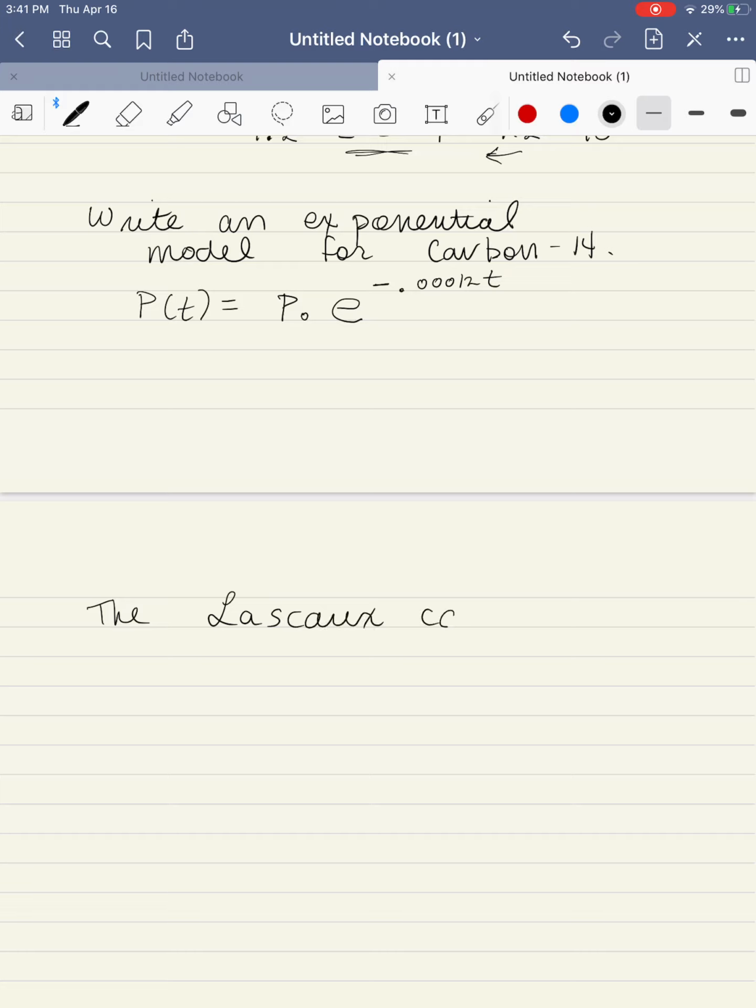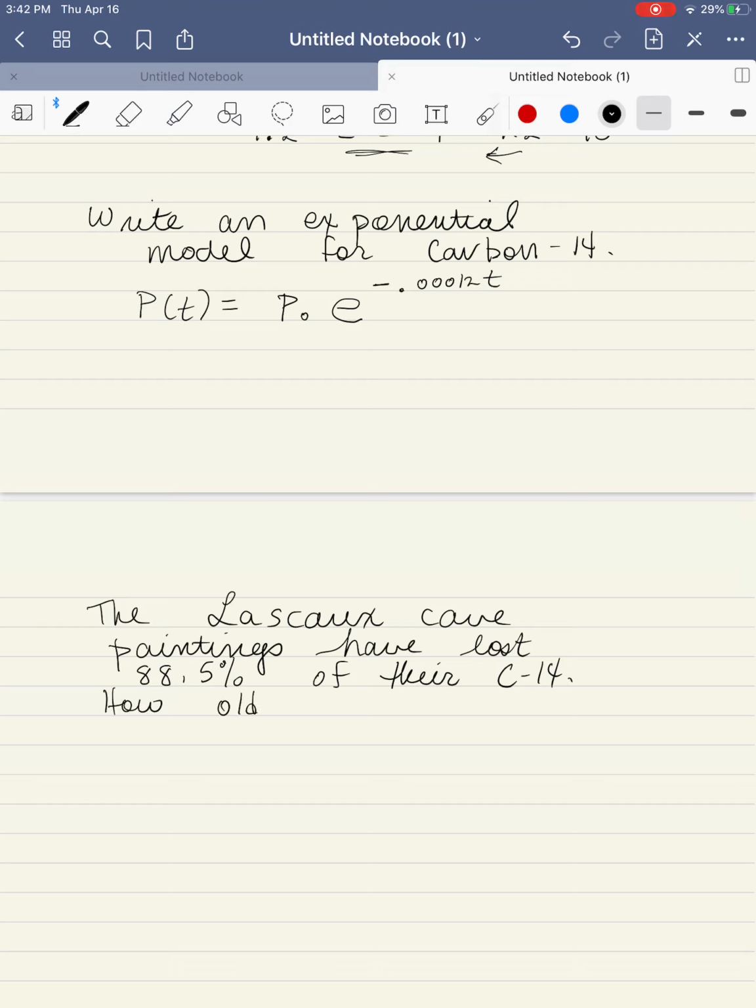So if I know that the Lascaux cave paintings have lost 88.5% of their carbon-14, and I want to know how old the paintings are.